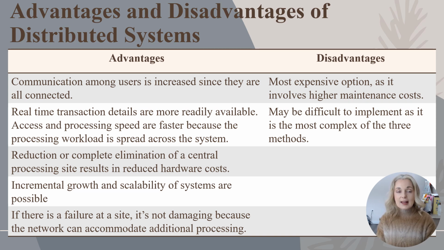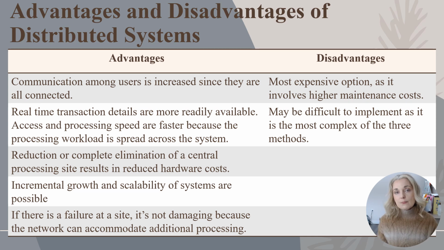Now let's look at our last system, which is the distributive system configuration. When it comes to advantages, one is that there's increased communication among users because they're all connected together on this distributed system. Real-time transaction details are more readily available because you have this interlinking. And then the access and processing speed are faster because the processing workload is spread across the system. There might be some reduction or elimination of central processing sites because you have your hardware spread across.